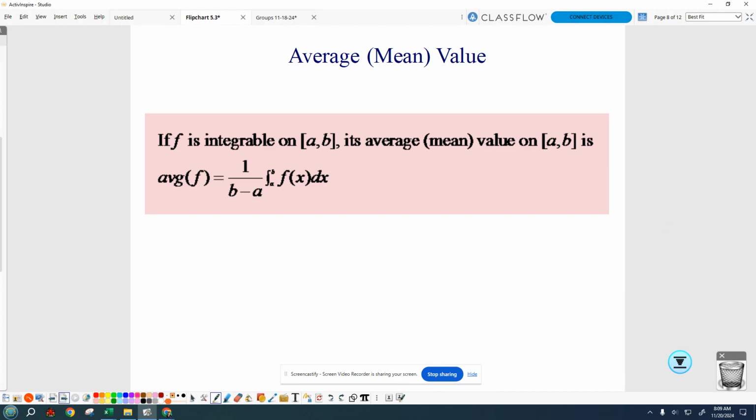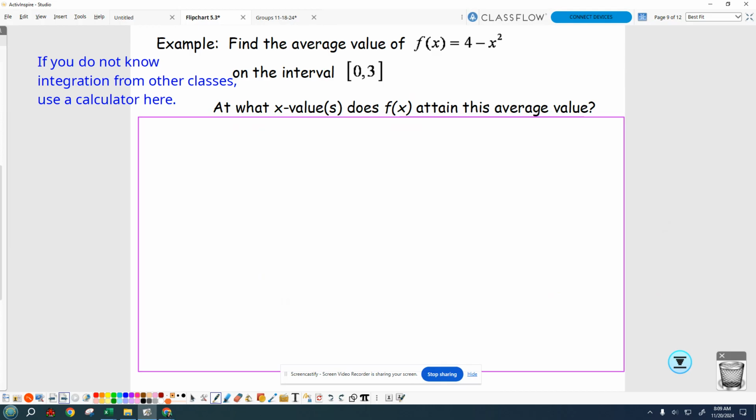So if that function was temperature, that's how you would calculate the average temperature. So if you do not know how to integrate from other classes, use your calculator for this, but find the average value over the interval. So just, can you crank through the process? Can you write down what the equation is and try it?